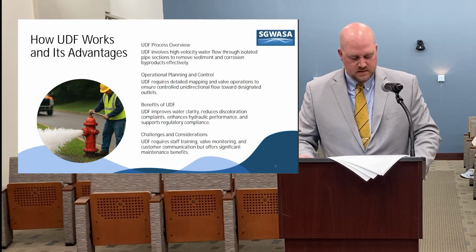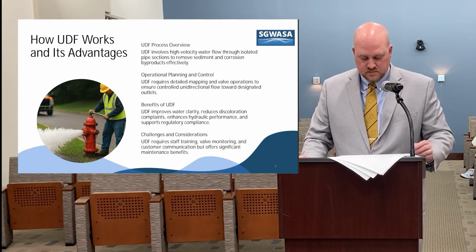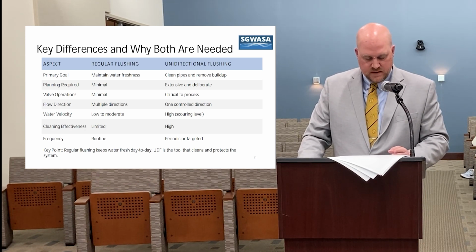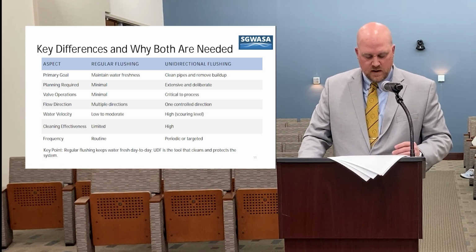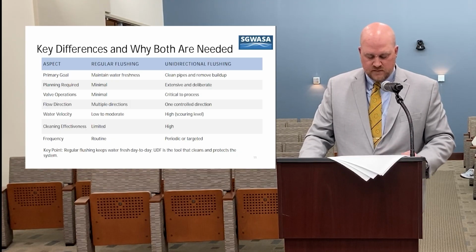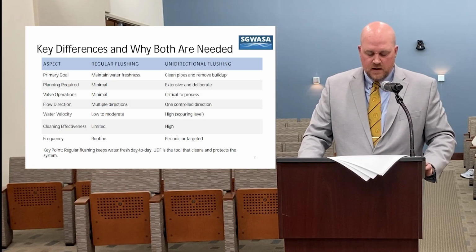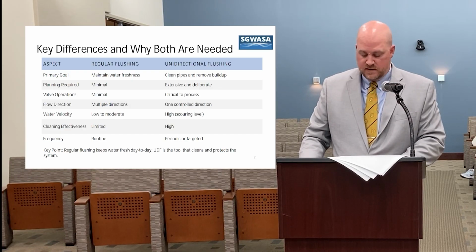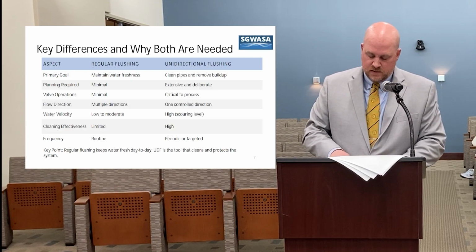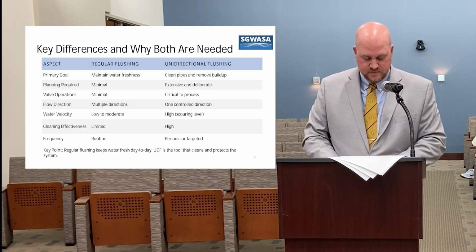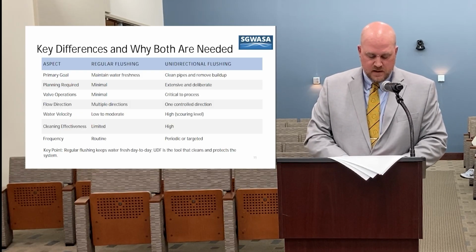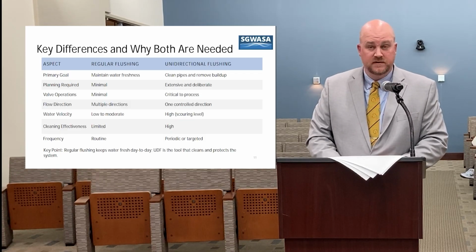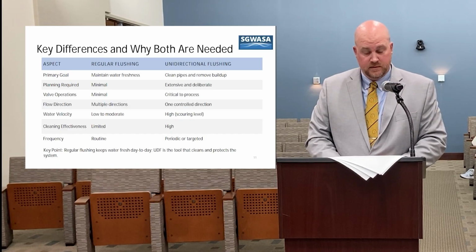So comparison between the two is strategic use. You have a chart that gives basically an aspect. So you have goals, planning required, valve operations, so on and so forth. For regular flushing, what this says is it maintains water freshness. For unidirectional flushing, it does the same thing, but it also cleans pipes and removes buildup. Very minimal planning required on regular flushing. Unidirectional flushing is more extensive and deliberate.